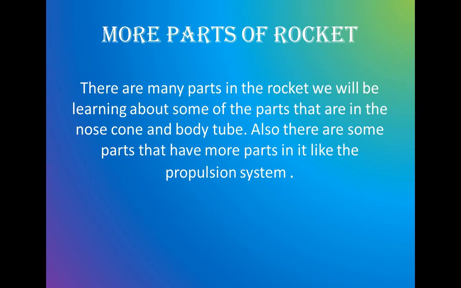Now let's see more parts of rockets. There are many parts in rockets. Just for our learning, we have discussed the basic parts. Now we will go into the basic parts and take some more important parts. These are some of the parts in the nose cone and body tube. Also there are some parts that have more parts in them, like the propulsion system.